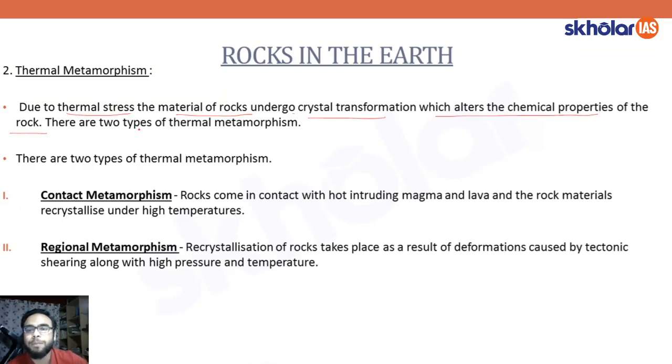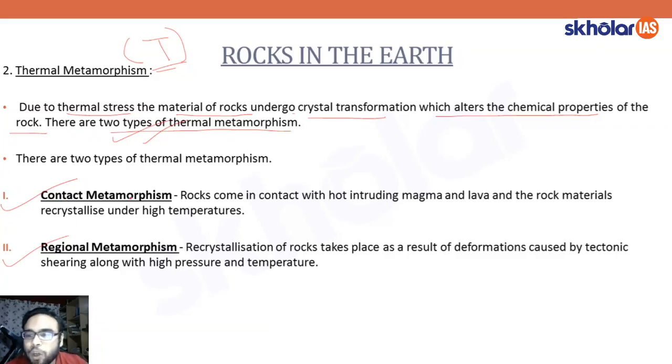So there are two types of thermal metamorphism. In thermal metamorphism, what plays the more dominant role? It is the temperature which plays the dominant role. And thermal metamorphism is of two types. One is called contact metamorphism and another one is called regional metamorphism.